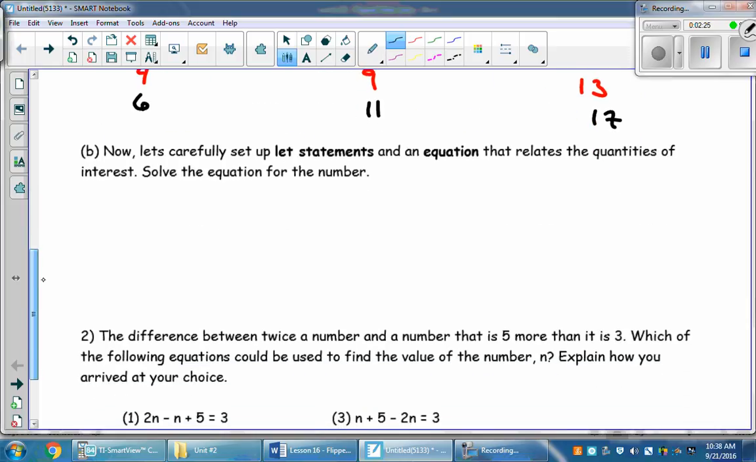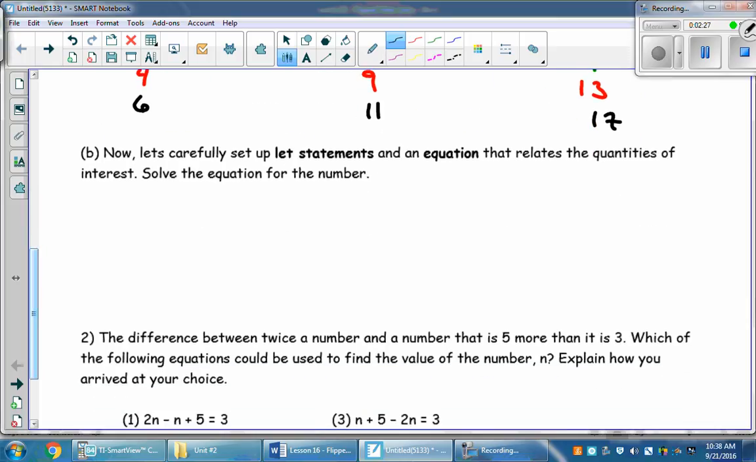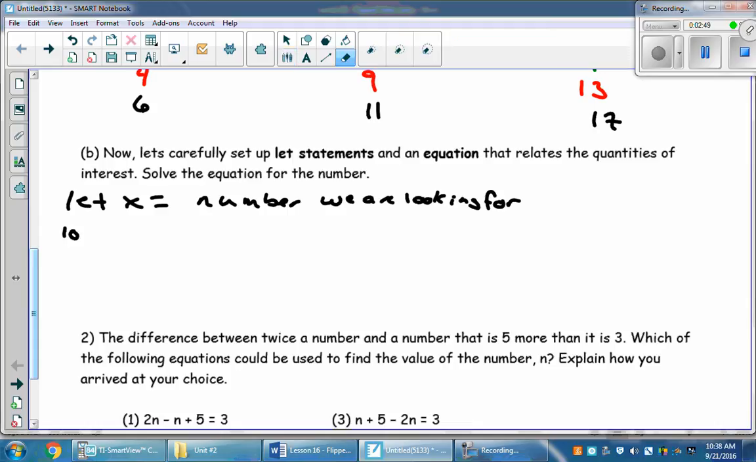Now, letter B says, now let's carefully set up let statements and an equation that relates to the quantities of interest. Then we're going to solve the equation for the number. All right, so let's start with some let statements. I'm going to start by saying let x equal the number we are looking for. Now, the second let statement is going to say let x plus 5 equal my second number.